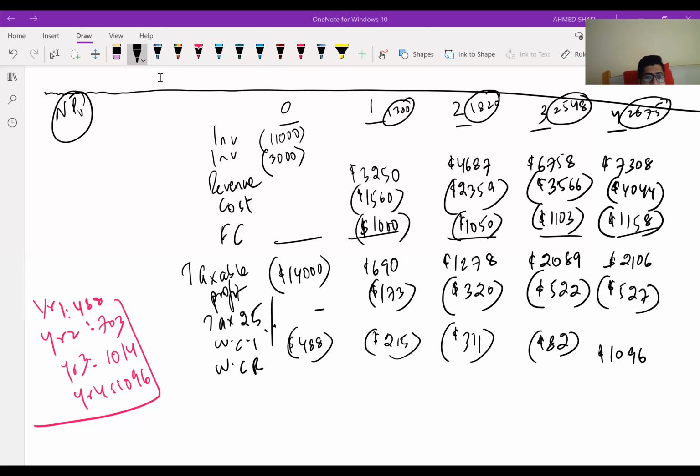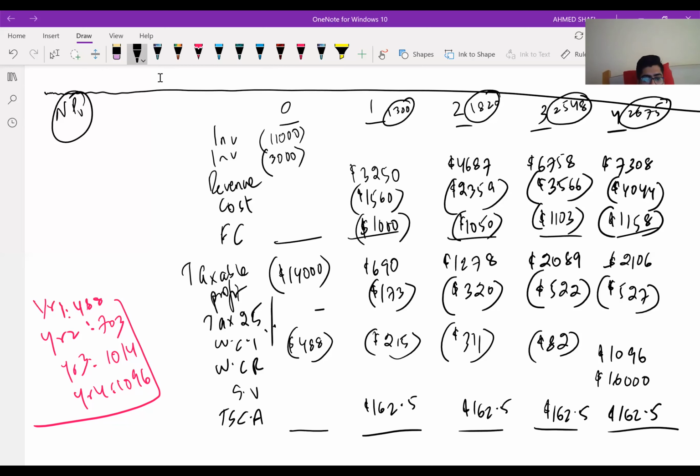Okay, after working capital recovery, we have scrap value. Remember, we sold all the assets, including plant and machinery, for 16 million last year. And after scrap, there are tax savings on capital allowances. Just copy paste 162.5 as your savings in the last column. Once you're done with it, everything is done. You need to net them all to get net cash flows.